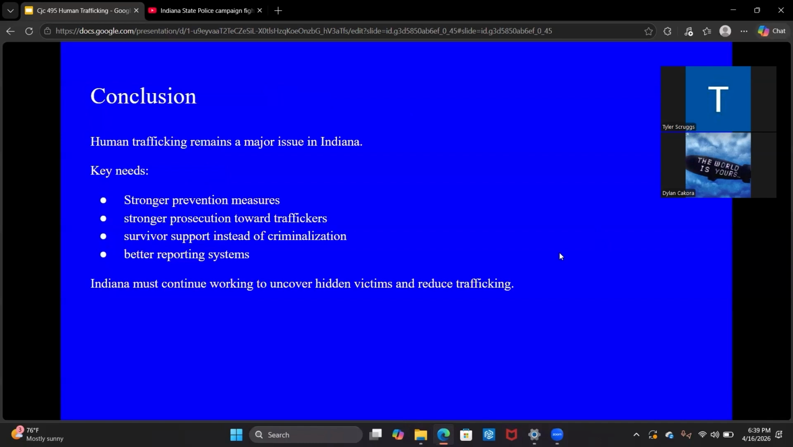So, in conclusion, human trafficking remains a very major issue in Indiana and throughout the world. The key needs are stronger prevention measures and stronger prosecution towards traffickers. Survivors need more support instead of criminalization, and better reporting systems to prevent crimes. Indiana must continue working harder to uncover hidden victims and reduce human trafficking within the state.